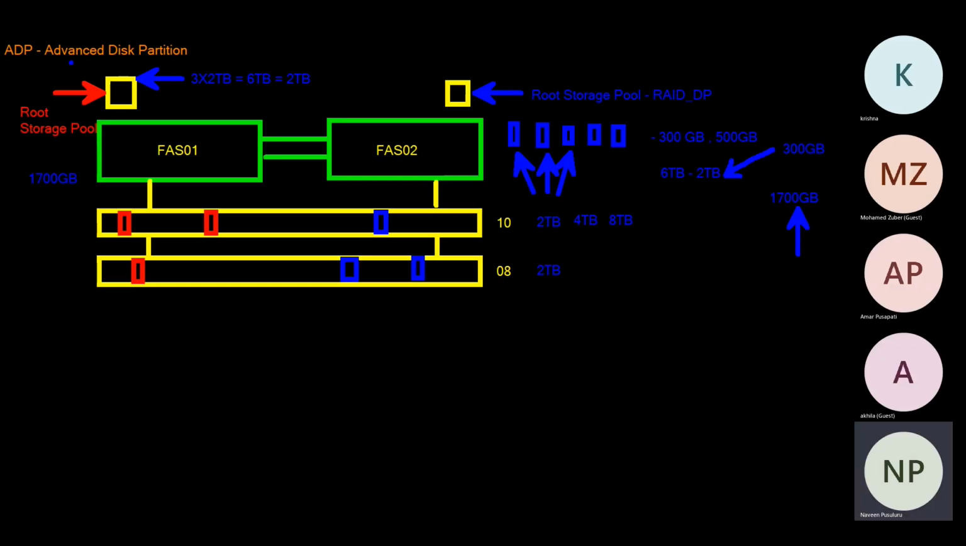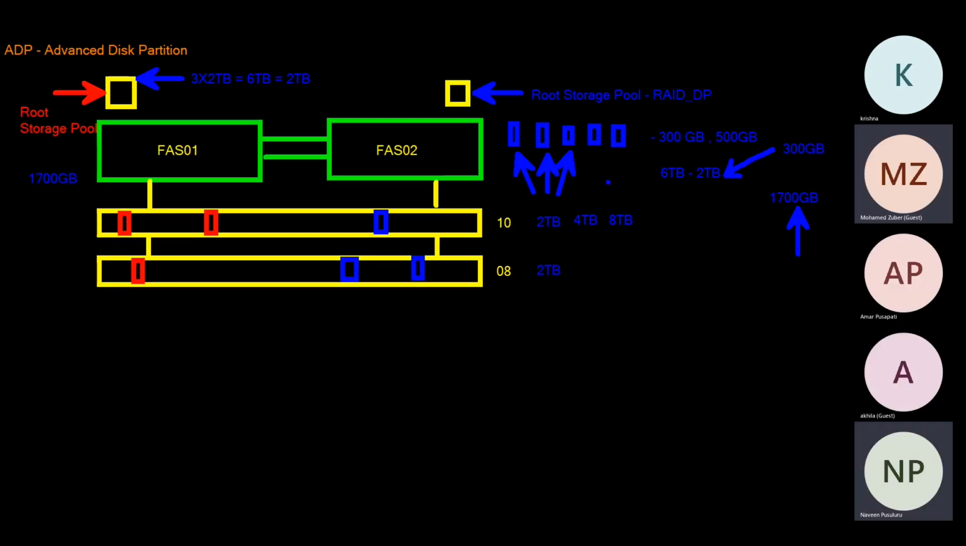Are you clear so far? Guys, if you have any questions, ask me. Or else I'll proceed with ADP, and how ADP is going to save this space. Zubair, are you clear, sir? Yes, sir. The maximum it is going to take is 300 to 500 GB, is what you said, right?